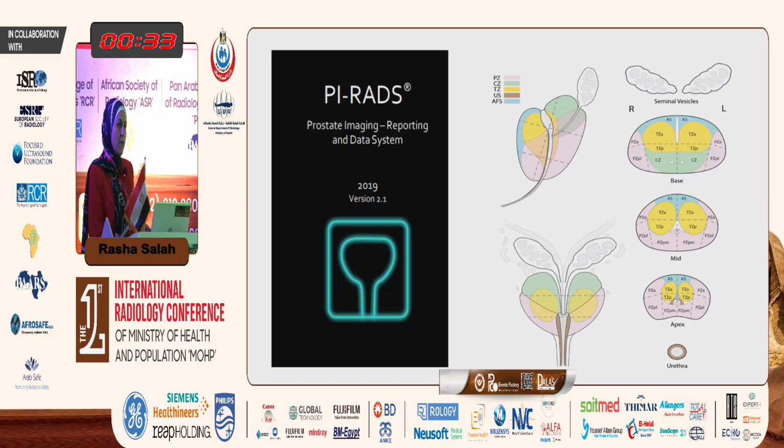And finally, we apply the PI-RADS scoring, version 2.1, to all the acquired data, and we get our final report for the evaluation of the prostate.